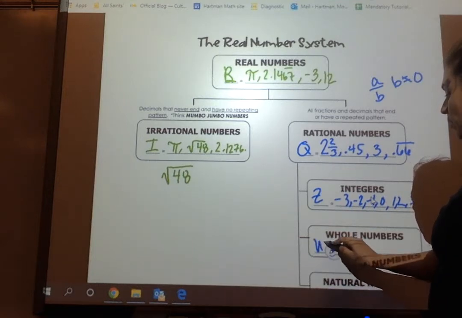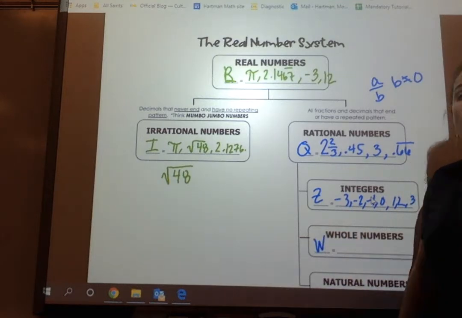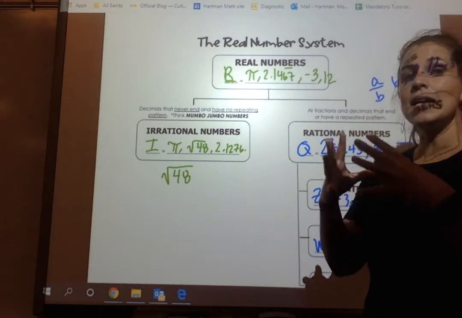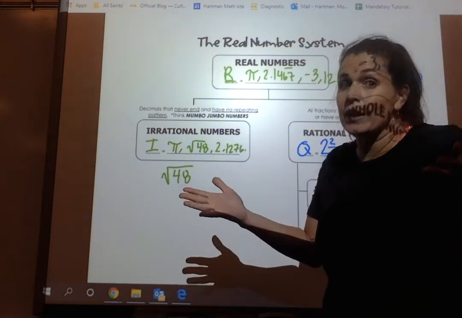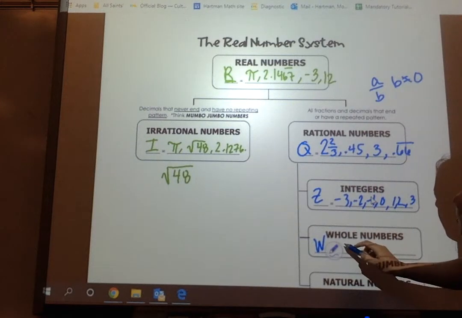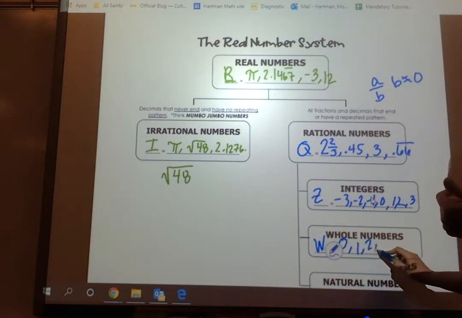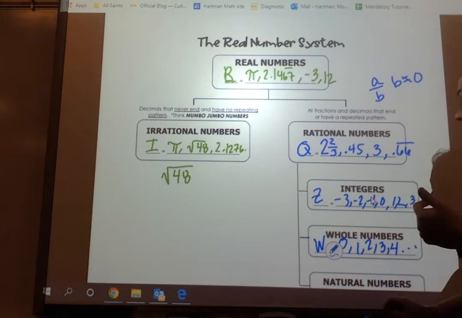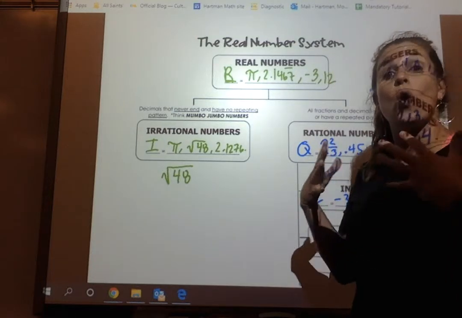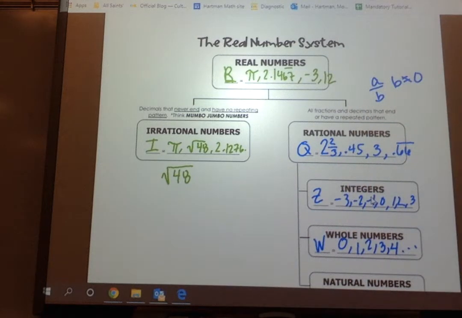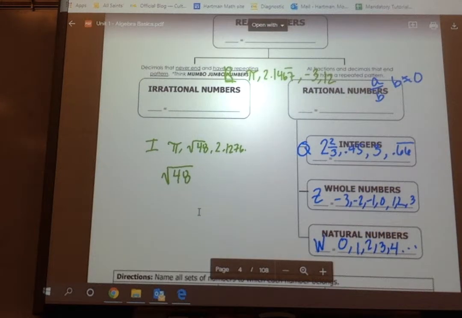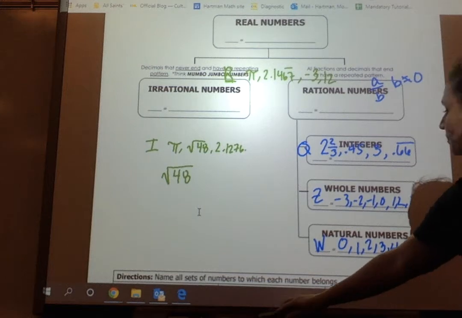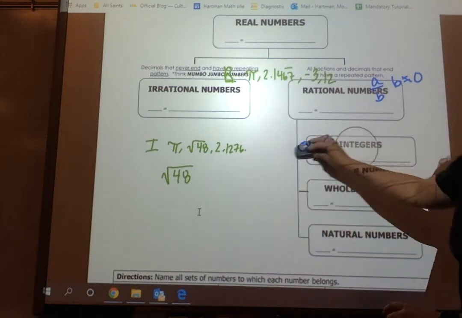Whole numbers. Whole numbers, we're going to use H for a whole number. And whole number is any positive integer, including the number 0. So it's 0, 1, 2, 3, 4, and so on. And again, it's a counting number. It's a whole number. Natural numbers, if you look down below, hang on, let me scroll up. Natural numbers, everything's shifted there. Sorry about that.